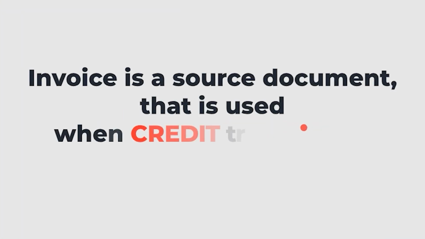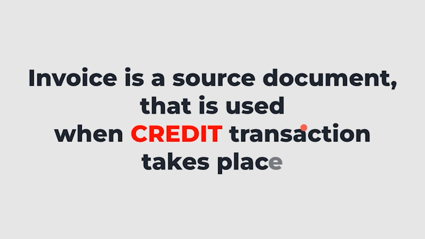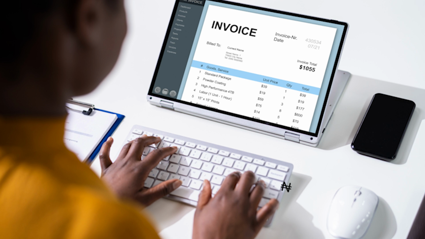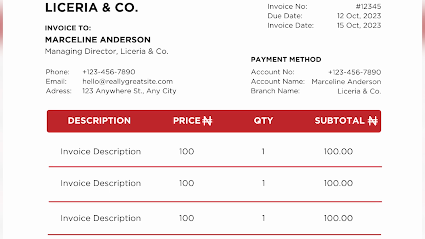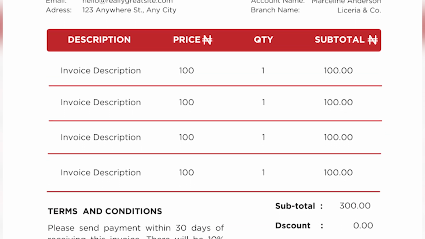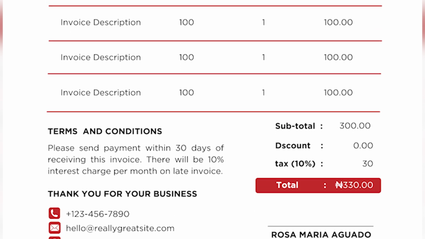An invoice is a source document that is used when a credit transaction takes place. That is, when the organization sells goods on a credit basis, the organization gives out a sales invoice. It will serve as proof that they actually sold goods on credit to their customers. The invoice will show the quantity, the quality, the name of the customers, and the terms of payment, that is, when payment will be made. It will equally show the trade discount or the cash discount.